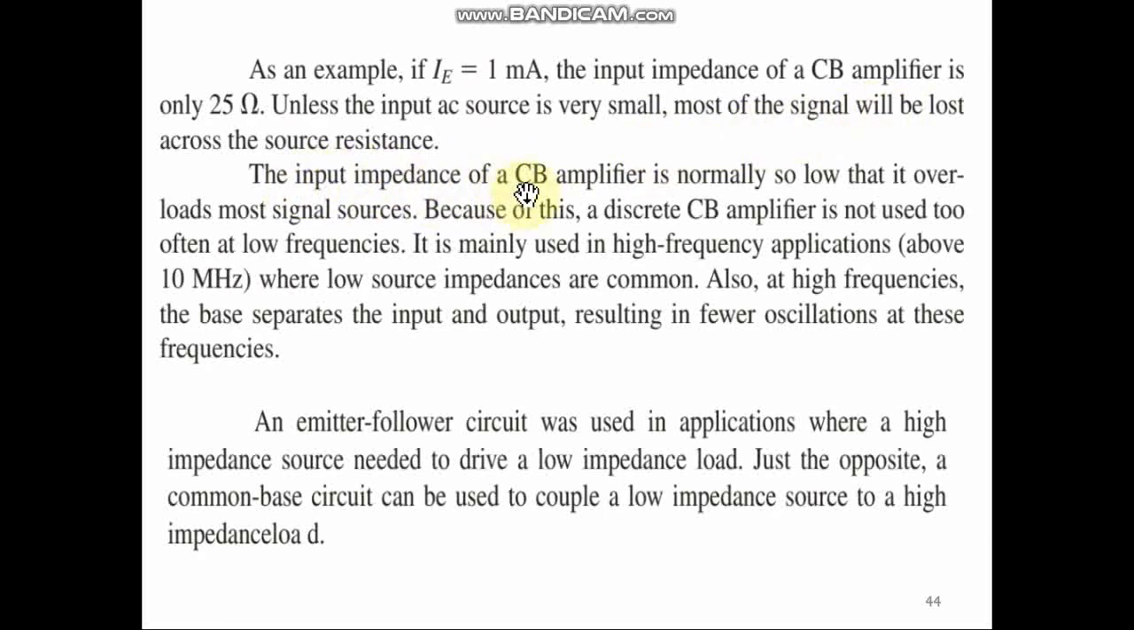The input impedance of a common base amplifier is normally so low that it overloads most of the source signals. Because of this, a discrete CB amplifier is not used too often at low frequencies. It is mainly used in high frequency applications above 10 MHz, where low source impedances are common. So the CB amplifier is majorly used at high frequencies, not at low frequencies. Also at high frequencies, the base separates the input and output, resulting in fewer oscillations at these frequencies.